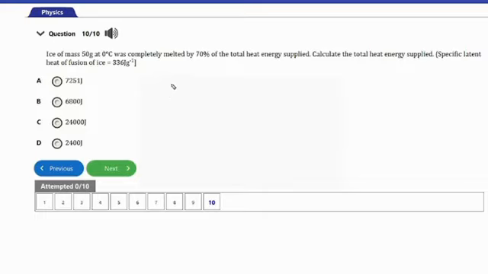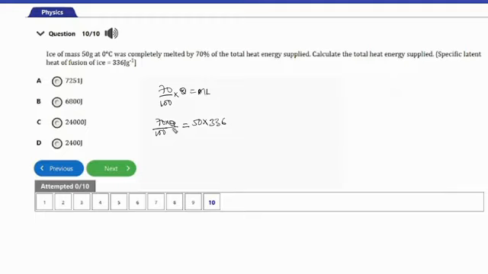So we said here it was completely melted by 70% of the total heat energy supplied. So in that case, 70 over 100 times the heat here is going to be equal to the mass times the specific latent heat of fusion. So 70 over 100 times Q, where Q is the heat, is equal to the mass, 50 grams, times the 336 joule per gram specific latent heat.